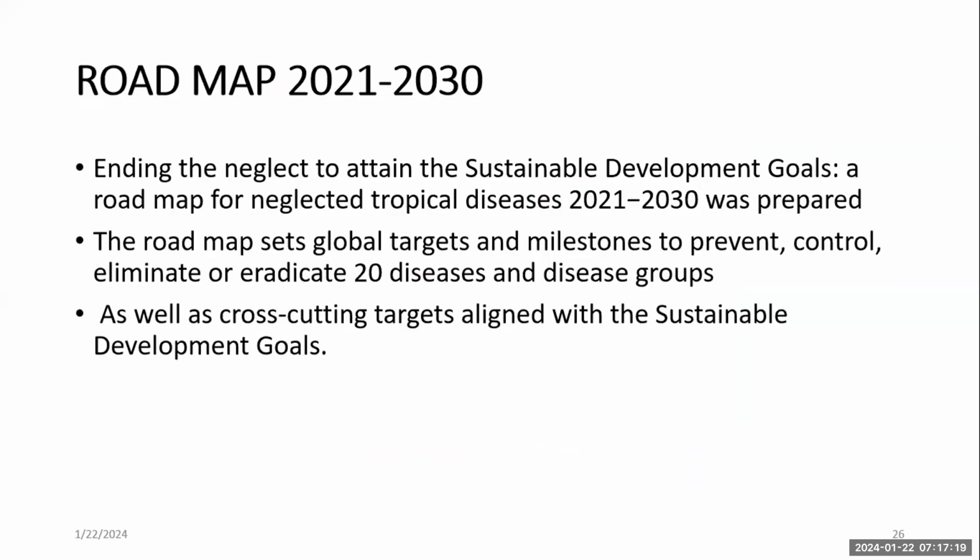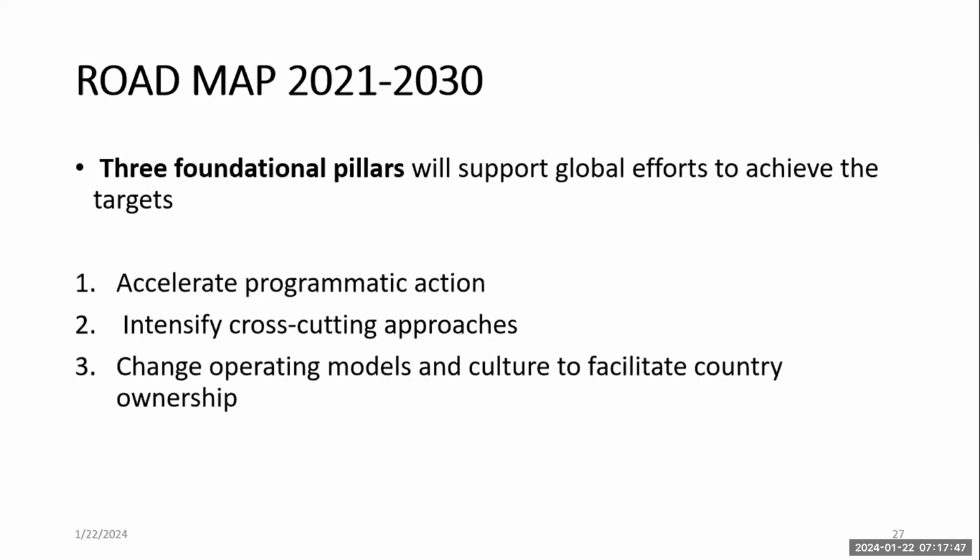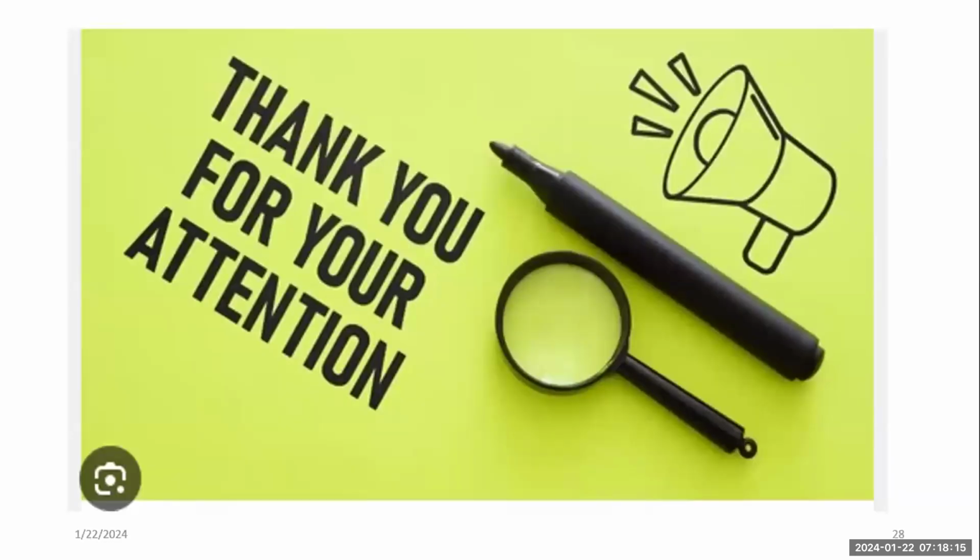So the roadmap to 2021-2030 is aimed at ending the neglect to attain the sustainable development goals. The roadmap set global targets and milestones to prevent, control, and eliminate the now 21 diseases or disease groups. It also has a cross-cutting target, which is aligned with the sustainable development goals. So these targets are grouped into three fundamental pillars. One, to accelerate pragmatic action that has been outlined; two, intensify cross-cutting approaches to management of these neglected tropical diseases; and the third is to change operating models and culture of the people to facilitate country ownership. So thank you. That's the end of my presentation.